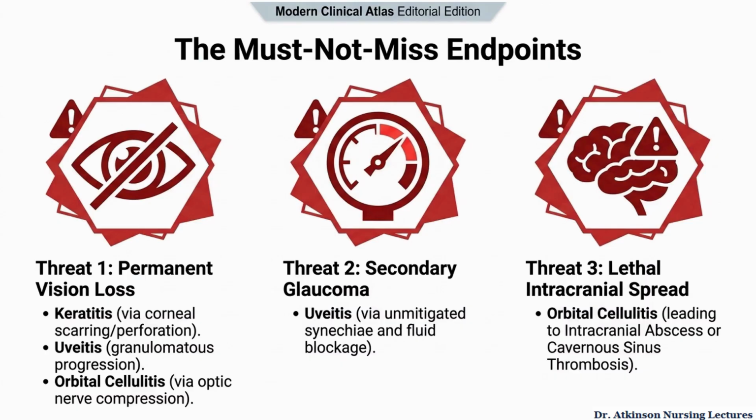Threat 3. Lethal intracranial spread. Orbital cellulitis leading to intracranial abscess or cavernous sinus thrombosis. This is the one that kills. Fever, altered mental status, orbital signs together? That combination demands immediate escalation. These 3 threats define your clinical endpoints. Everything you do in managing these conditions is aimed at preventing these 3 outcomes.